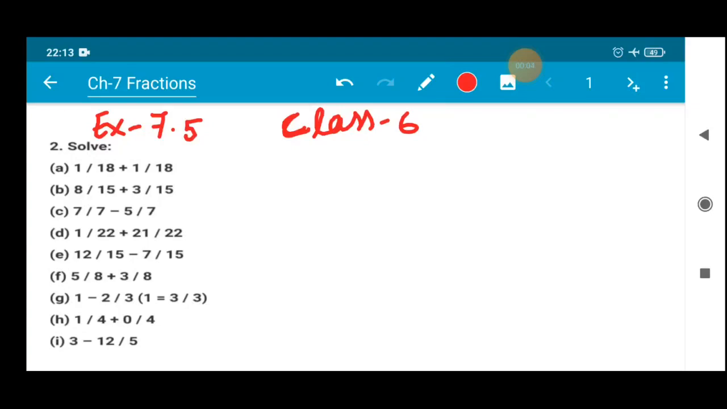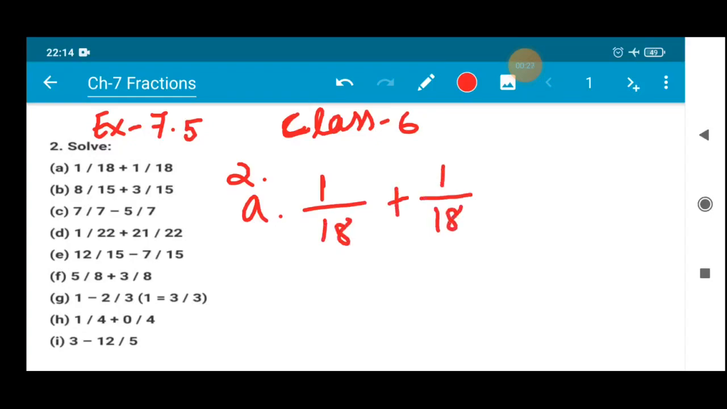So in today's session we will be doing question number 2 from exercise 7.4. The question states that we have to solve the fractions, where two fractions are added or subtracted. So we have to solve this. The question is very easy. I hope you will understand and enjoy today's session.